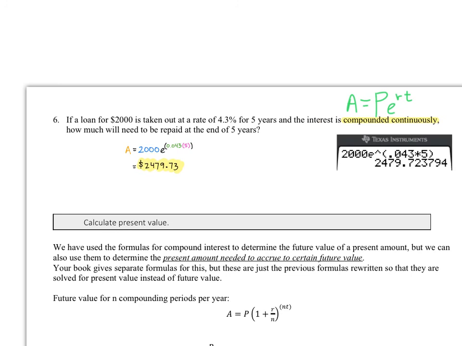Now remember, why did I round up this time? Looking at our calculator, we should get this value over here on the right. But notice I didn't put 72 cents. I put 73 cents because loans, we round up, okay? Loans, we round up always, no matter what that last value is. Even if it's a 3, we don't round down. We always round up.